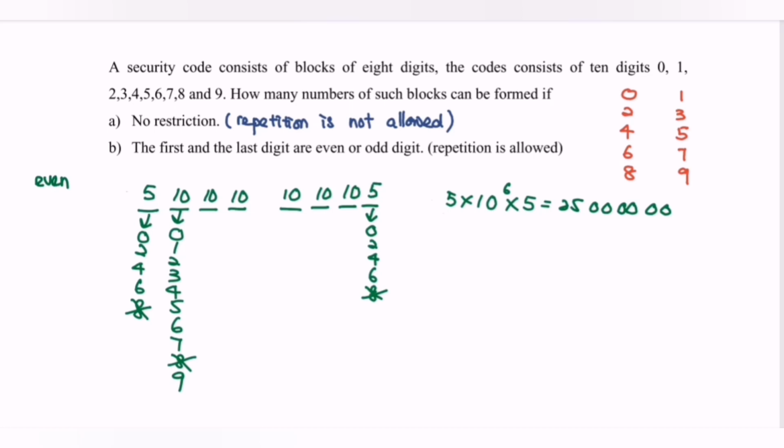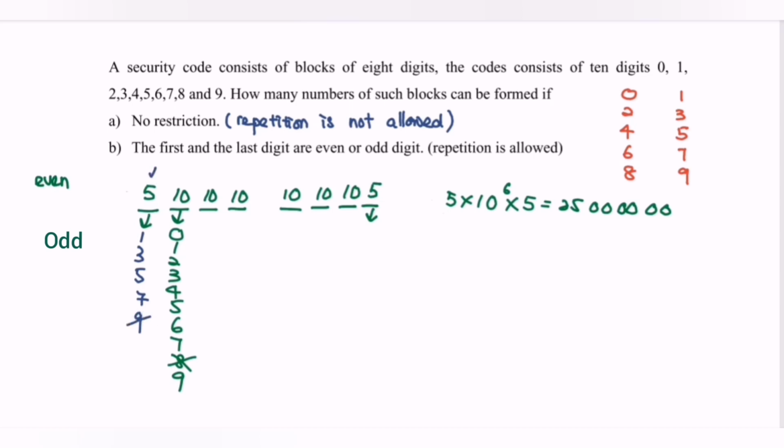So what we have to do is to repeat the situation for the odd digit. What we have to do is actually still the same, just that we replace the even digit for the first and also the last digit with the odd digit. So for example, we have 1, 3, 5, 7, and 9. How many possible options do we have for the first digit, which is an odd digit? So the answer is 5.